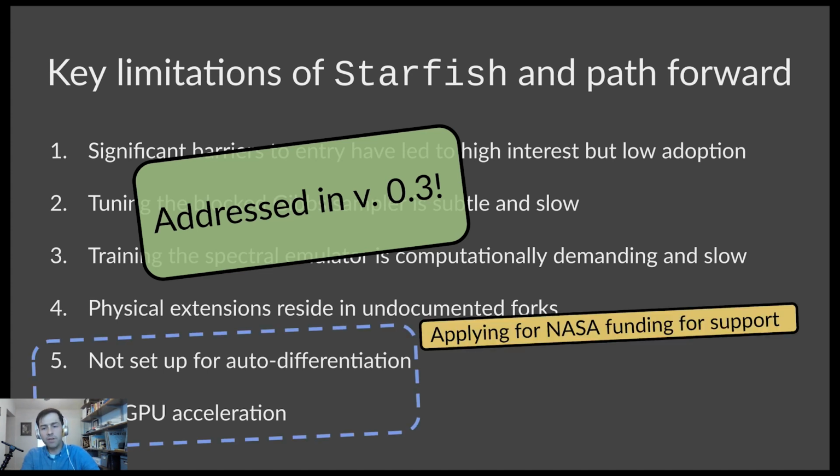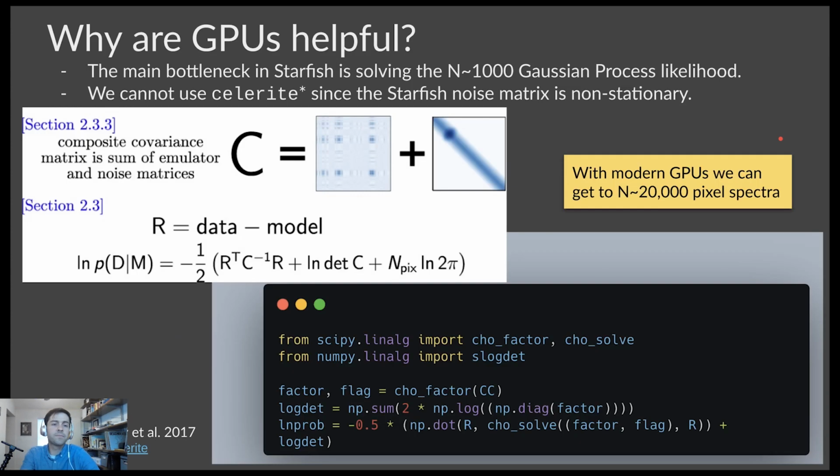We're applying for NASA funding to get a lot of the work we've done a little more documented as part of a NASA proposal. But let's drill down on these last two. So auto diff and GPUs. So this would be great if we could get auto diff and GPUs to work with Starfish.